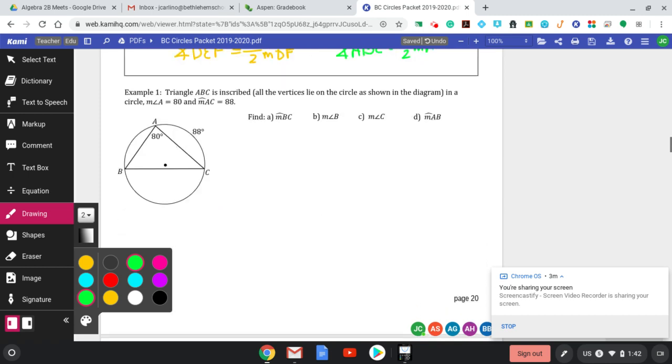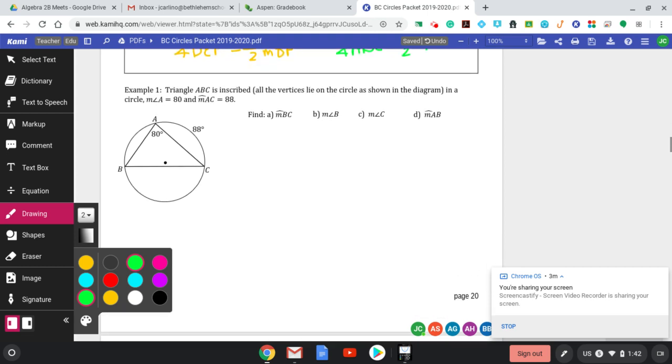All right, let's practice using it now. Why not? All right, we got an inscribed triangle, ABC. All vertices are on the circle, so we have 3 inscribed angles. Find: angle A is 80, arc AC is 88. I've already labeled that on the diagram for you. Let's find all these different pieces now.